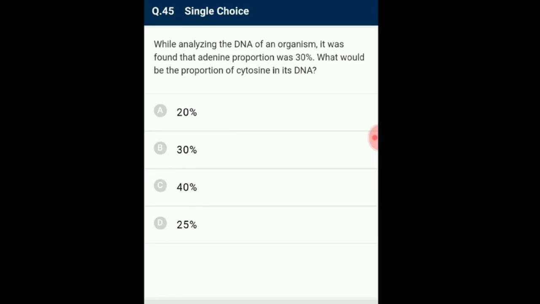The ratios between adenine and thymine and guanine and cytosine are constant and equal to 1. This observation was given by Erwin Chargaff. A plus G equals T plus C, and A is equal to T, G is equal to C. Therefore, the percentage of adenine and thymine are the same and that of guanine and cytosine is the same. Guanine is equal to cytosine. It is 20%. Adenine is equal to thymine. It is 30%. So the answer for this question is option A, 20%.